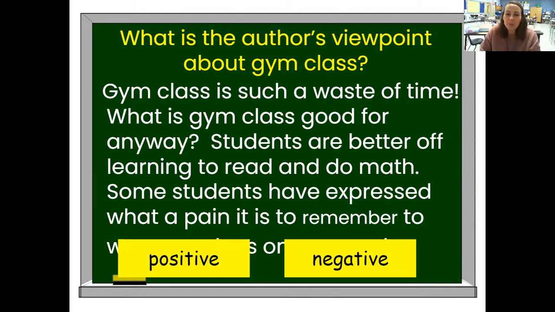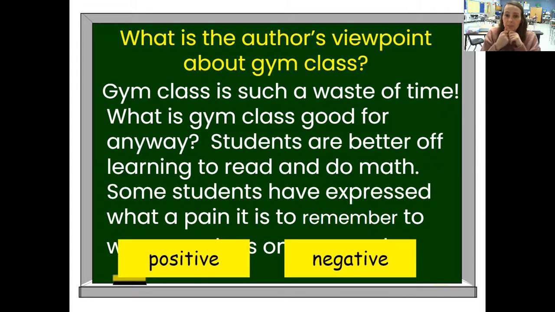Okay, so think about what this author is saying about gym class. Look for any examples of opinion words. Good, bad, best, worst. I'm looking at that very first sentence. It says, gym class is such a waste of time. That should be a big clue as to what this author's viewpoint is. So does this author have a positive viewpoint towards gym class or a negative viewpoint towards gym class? Show me what you think with your thumbs. Thumbs up, thumbs down.